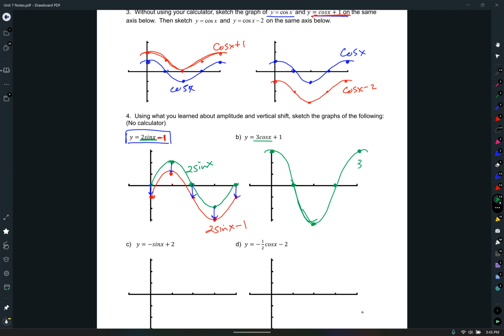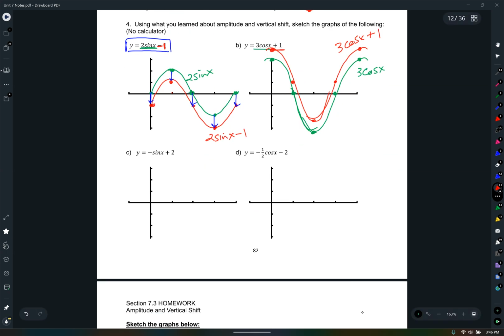So there is 3 cosine, and now I'm going to move every point up 1. So I'm going to start and end up here, 1 more unit up. That minimum is going up 1. The zeros are going up 1. So it's going to be that same basic shape, just moved up 1. So that's my 3 cosine, but with a plus 1.